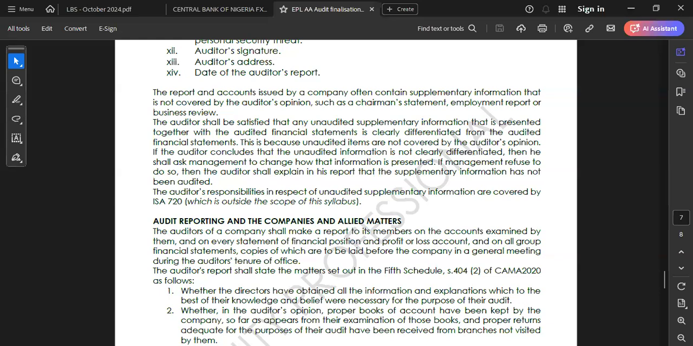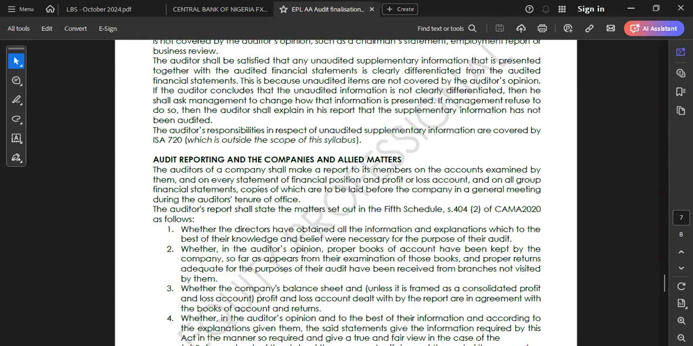So, lastly, audit reporting and the company's law matters. There are some countries that have national law for how audit reports should look. It's clearly stated that the audit report should be in this format, whereas some countries just allow the standards to prevail. In Nigeria, there is a fifth schedule that states that audit reports should have the following. The fifth schedule can be found in section 404, subsection 2 of CAMA 2020. And what is the fifth schedule all about? The fifth schedule is saying that the audit report should also state whether the directors have obtained all information and explanation which they believe the purpose of the audit requires.